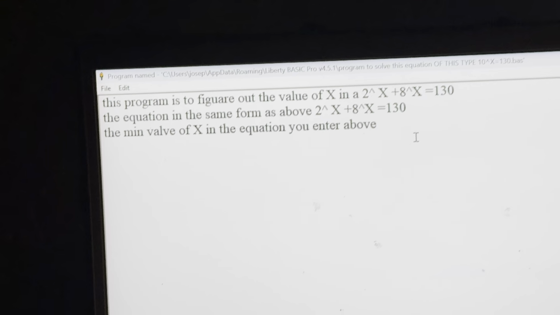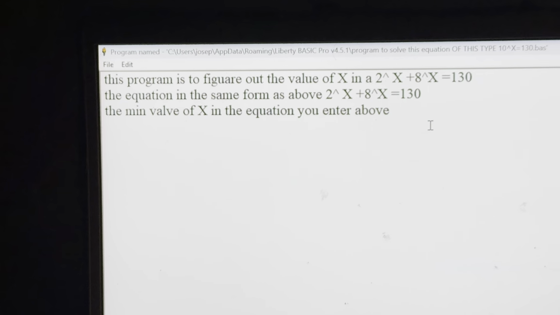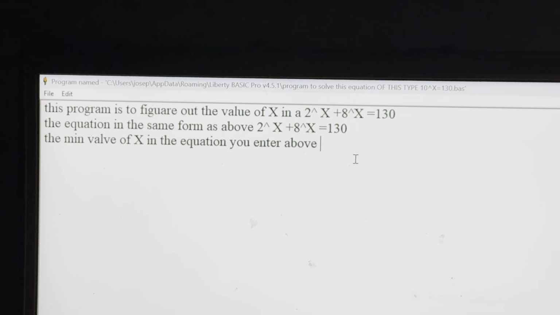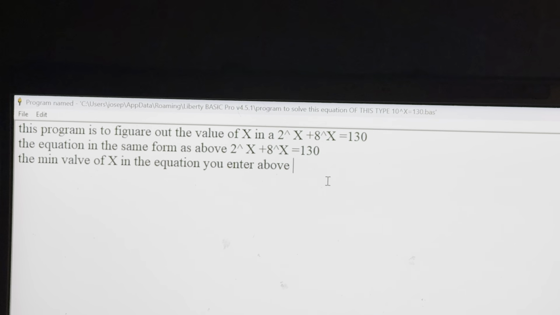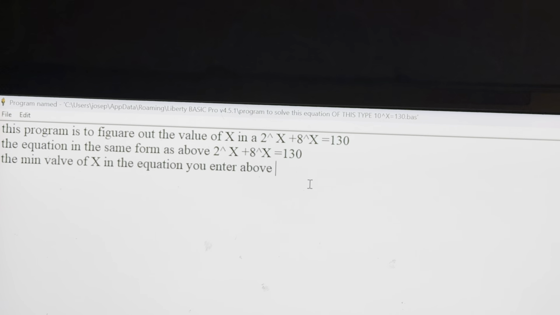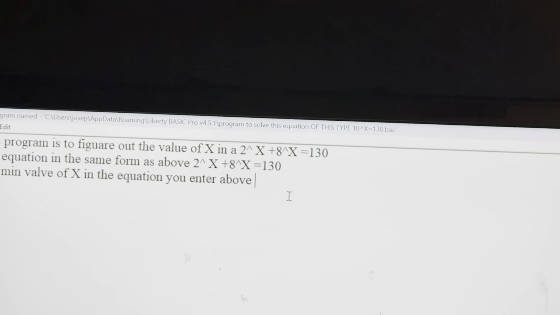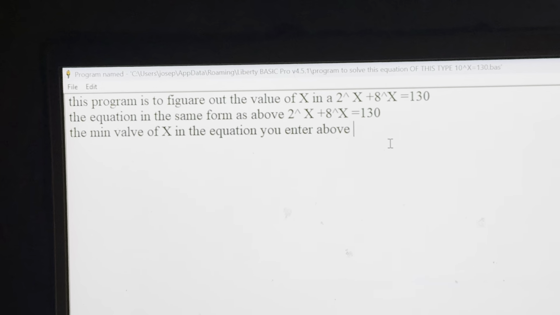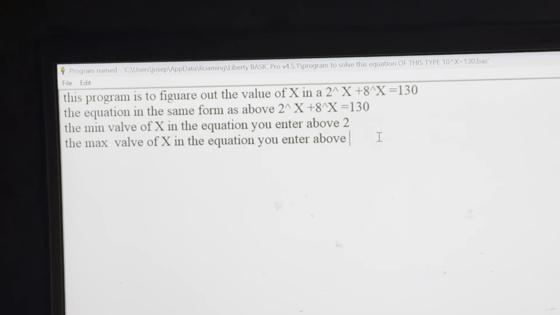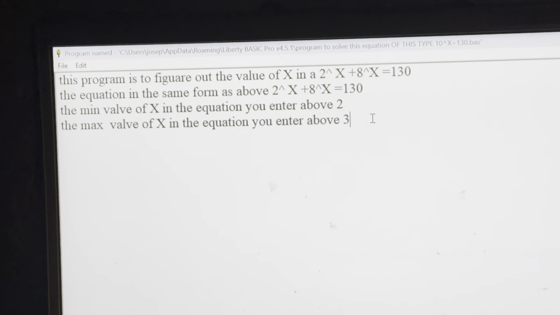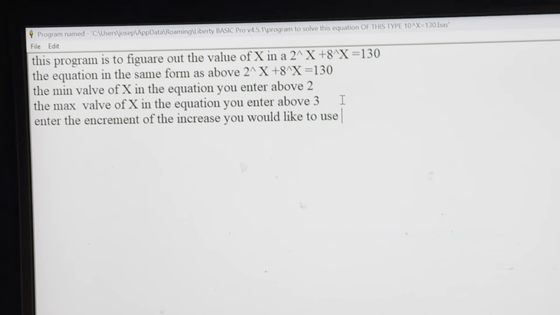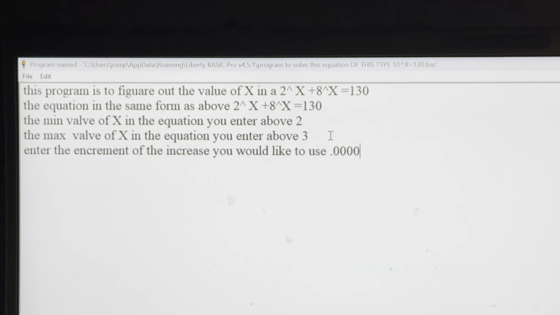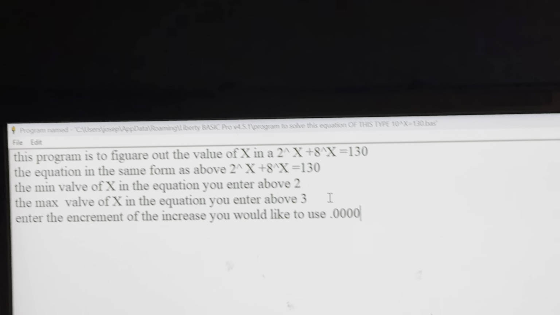The minimum value is 2. The reason is that if you add both sides, you have 10. If you take 10 and square it, you get 100. You take 10 and cube it, and you get 1,000. So 130 is between 100 and 1,000. So I'm going to put in 2 as the minimum value. The maximum value is 3. It's between 2 and 3. For the increments, I'm going to put 0.0001. The more increments you use, the more accurate it is.